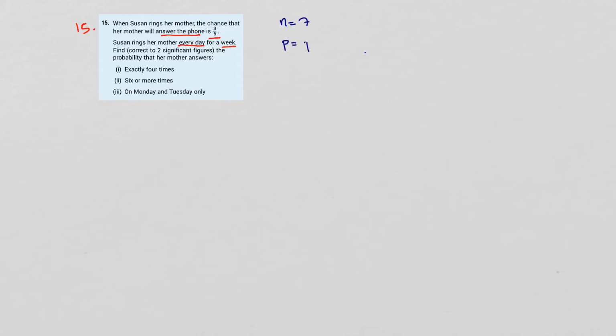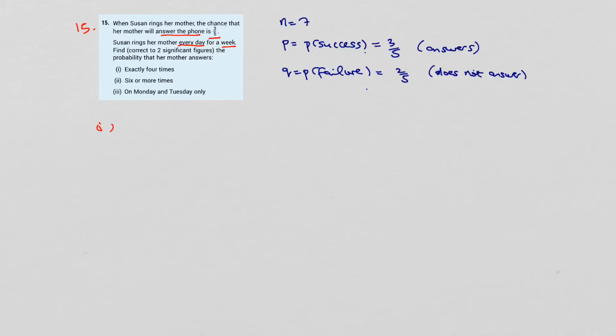So P, our probability of success, we're going to say is that the mum answers the phone, and we're told that that is 3/5. And then Q is our probability of failure. In other words, the mum doesn't answer the phone, which would be 2/5. Okay. So in the first one, we're told that the mum answers exactly 4 times.